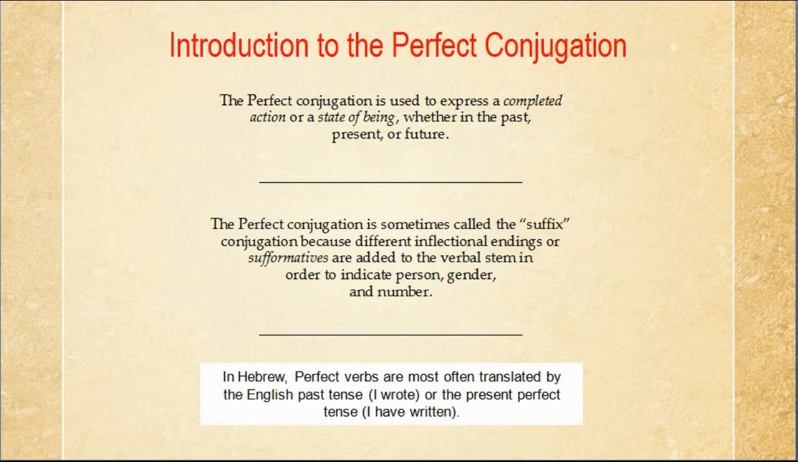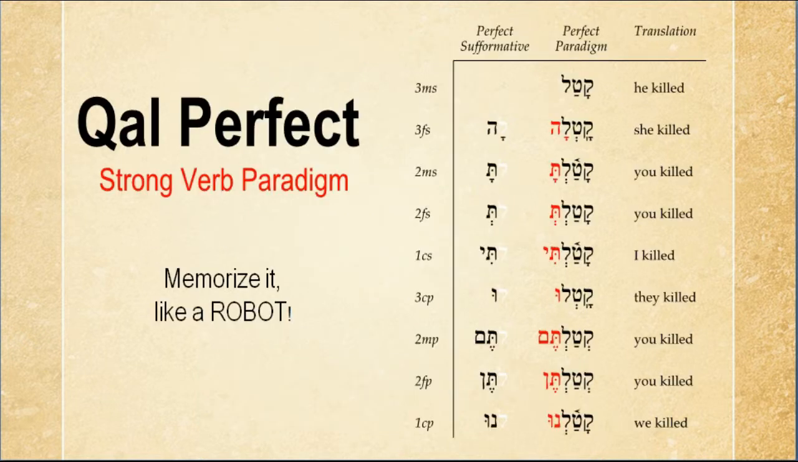In Hebrew, perfect verbs are most often translated by the English past tense. That's the best translation that we can find in English. For example, I wrote, or the present perfect tense, I have written. So that's perfect verbs in Hebrew and the way we try to render them in English.